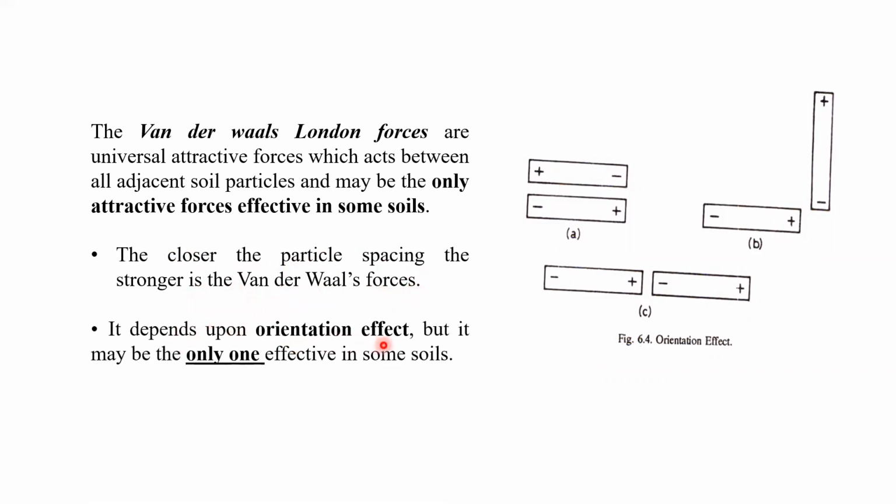It depends upon the orientation effect, but it may be only one effect in some soil. See, three types of effects I have shown: how the positive and negative charges between the two clay particles are going to bond. In some soil only one type of orientation may be possible, either this orientation or this orientation. So the three types of orientation have been shown here, right?